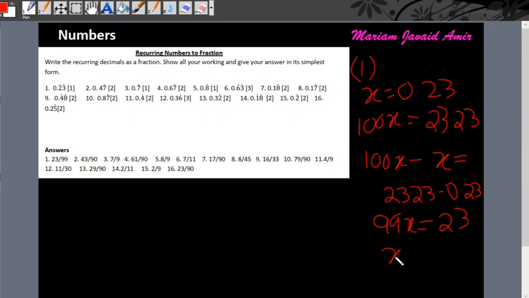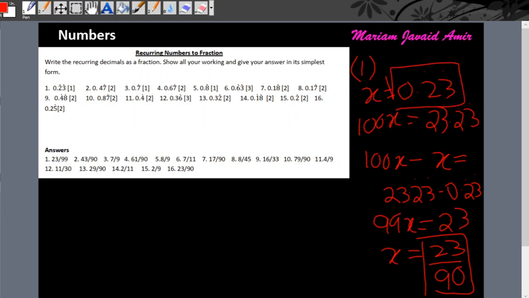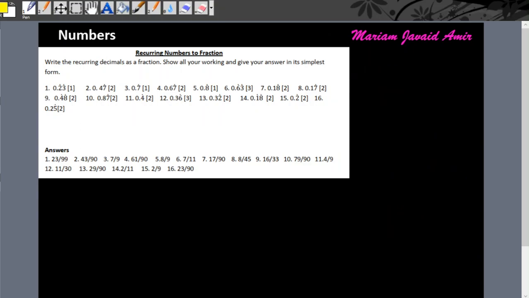So x, which is the actual value, is equal to 23 over 99. So in your calculator, if you enter this, you'll get 0.232323. So we've changed a recurring number into a fraction. Question number 1. Okay. Question 2.